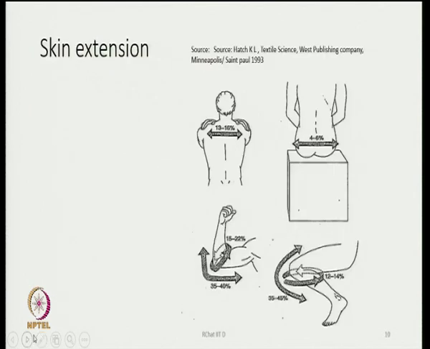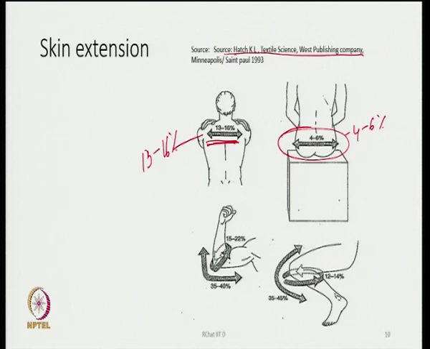In this diagram, what you see here is the level of extension of the skin. The source is given also here. Here in the shoulder, the extension can go to the extent of 13% to 16%. In a sitting posture, here it can go between 4% to 6%.